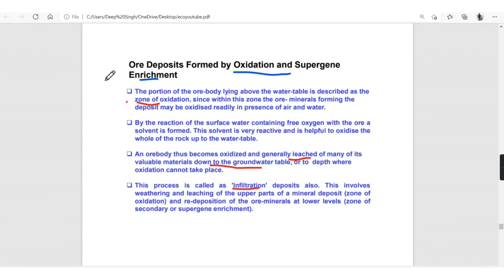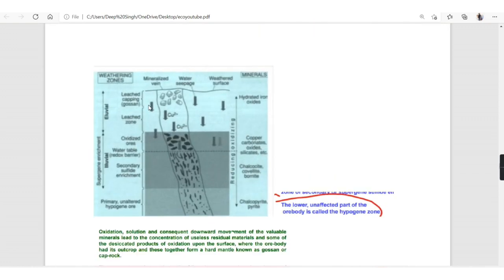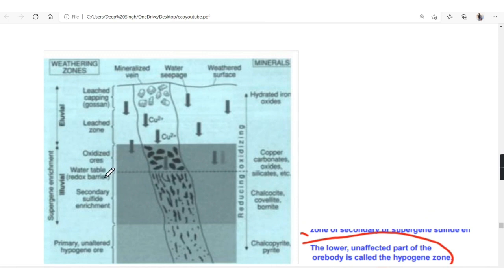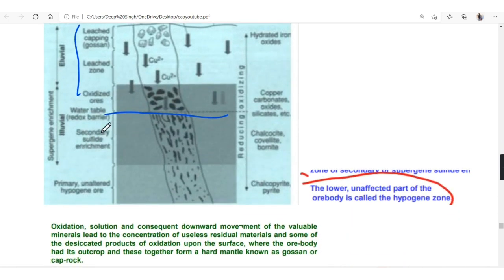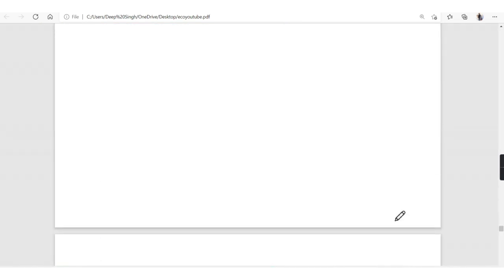Next is ore deposit formed by oxidation and supergene enrichment. So let's see this diagram. The upper portion is called the oxidized zone, okay, and the lower portion is called the secondary sulfide enrichment zone, and this portion is called the primary unaltered or hypogene zone. Okay, so the lower unaffected part of the ore body is called the hypogene zone.